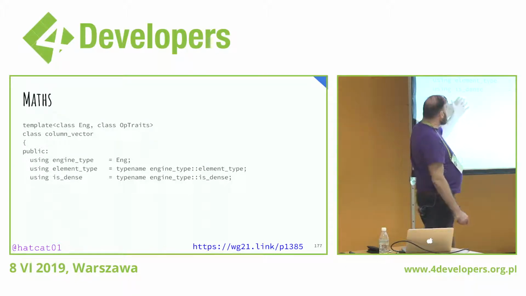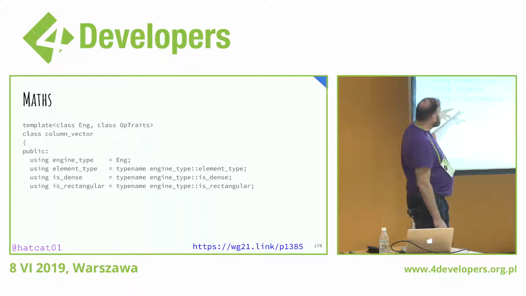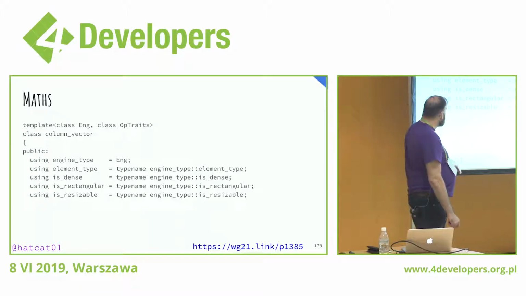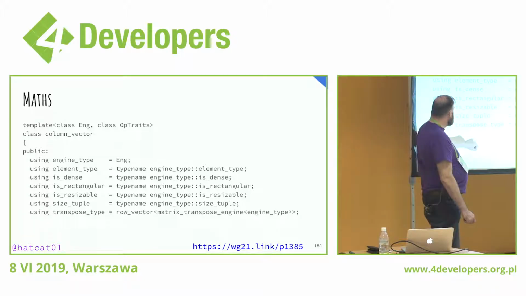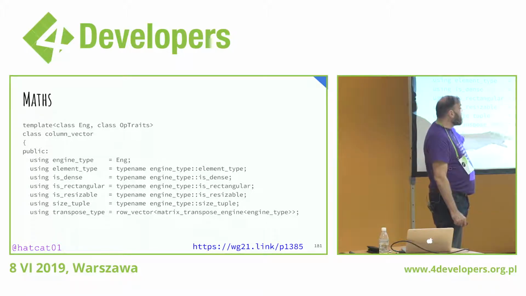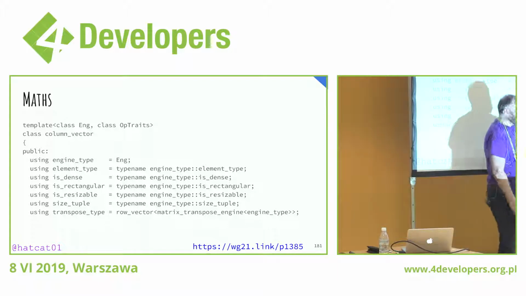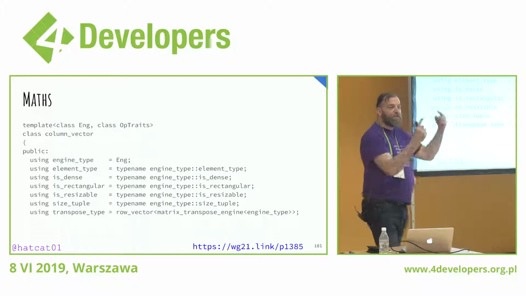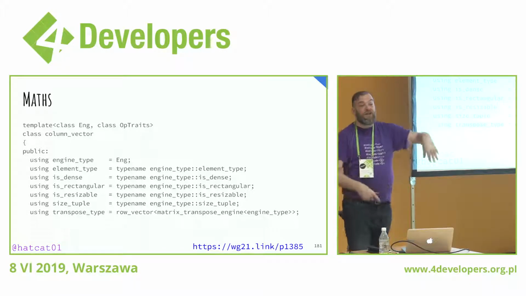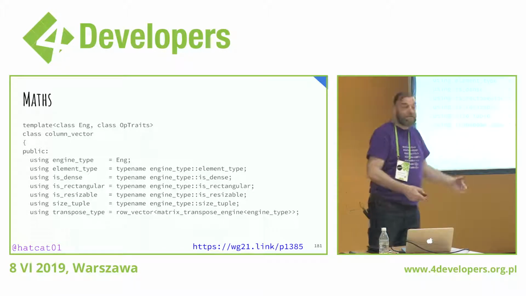Now, we need some flags. Is it dense or is it sparse? Is it rectangular or is it square? Is it resizable or not? What is its size? What is its transpose type? We're thinking of a matrix transpose engine here. So in addition to having an engine to store things, there's also an engine which will return different rows and columns. When you ask for a row, it'll return the column, because that's what a transpose does.